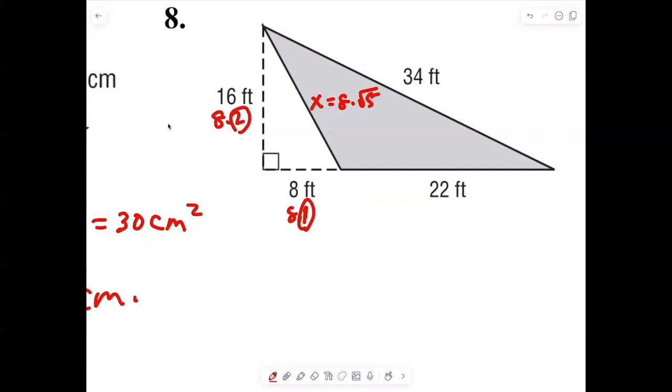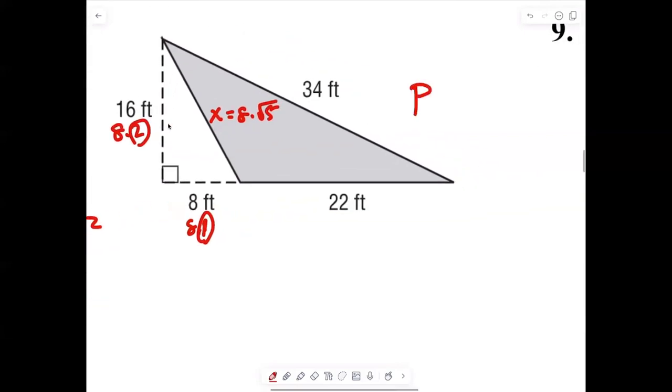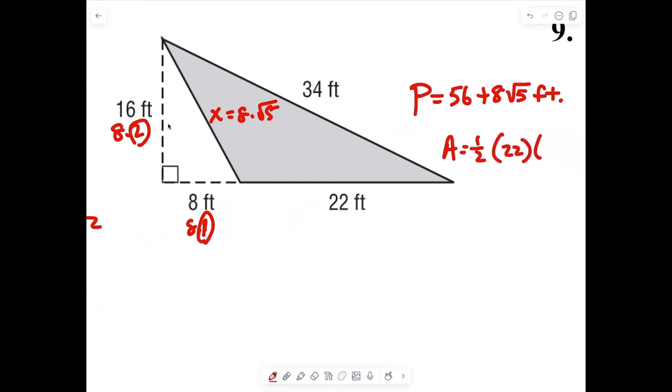You with me? So now what's the perimeter of this thing? 56 plus 8 radical 5. Good job. 56 plus 8 radical 5 feet. And now we can say, again, be careful, area is 1/2. What's the base? 22. And what's the height? 16. 16. All right.